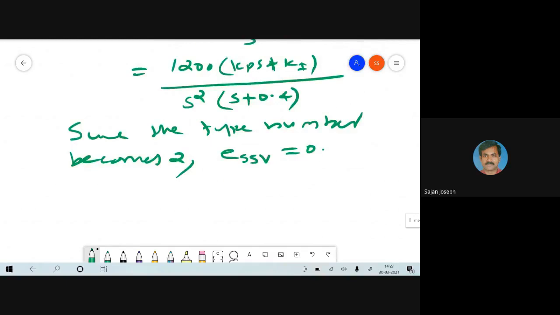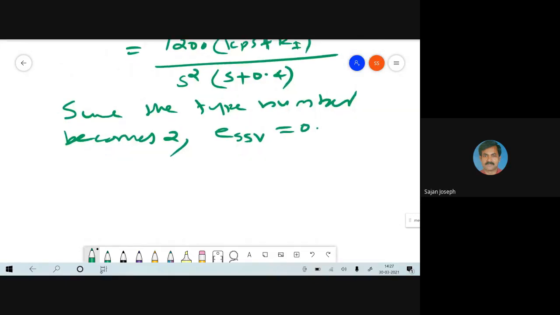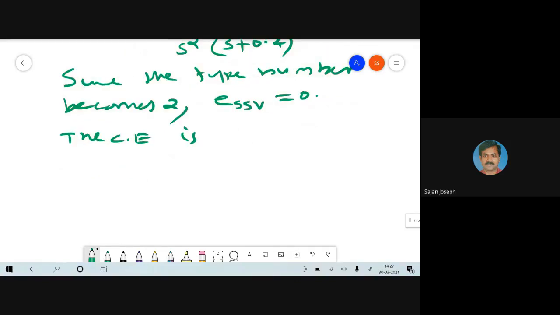Then with the PI controller, what is the characteristic equation? The characteristic equation general expression is 1 plus the open loop transfer function equal to 0. This is the characteristic equation. 1 plus GC(s) into G(s) is the characteristic equation.